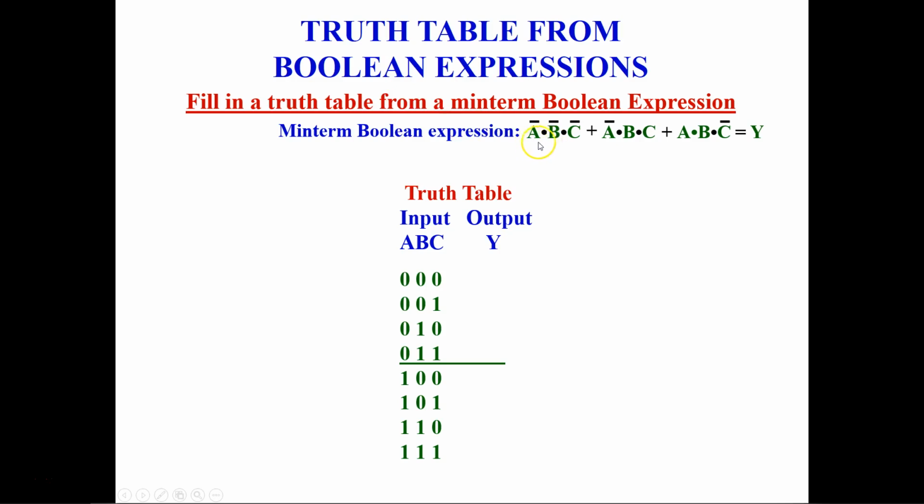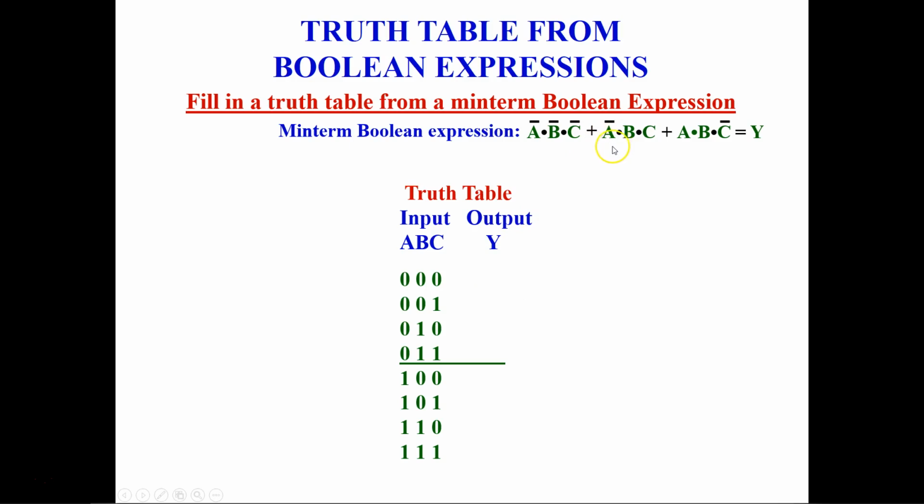If you see, this is A bar, B bar, C bar, and this is A bar, B, C. This is A, B, C bar. So at least one thing we know, all these 3 terms represent 1, right? And the second thing, we can look for where we have A bar, B bar, C bar. So if we look here, A bar, B bar, C bar is when these 3 are 0, which means this one, right? So corresponding to this, we should have 1.